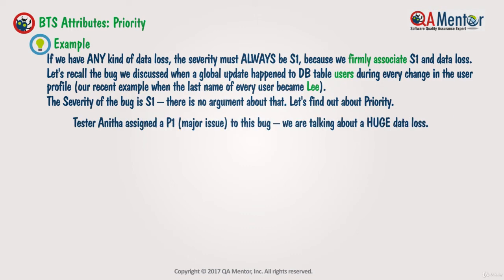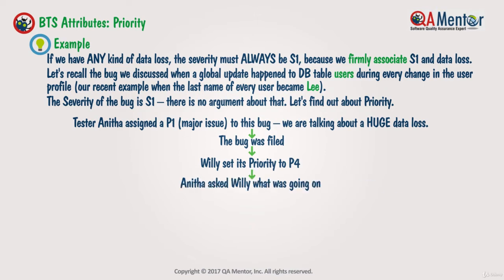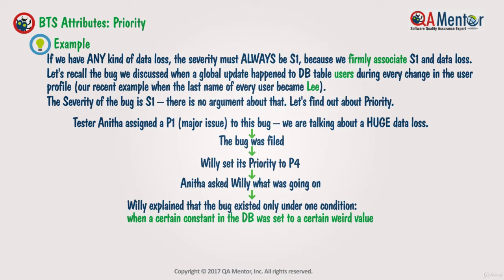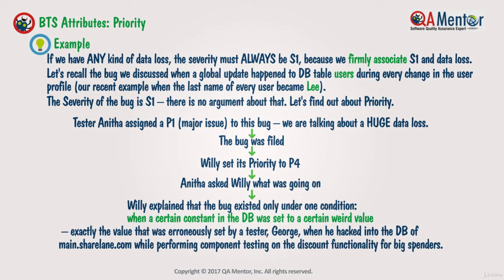Tester Anitha assigned a P1 major issue to this bug. We are talking about a huge data loss. But after the bug was filed, Willie set its priority to P4. When Anitha asked Willie what was going on, Willie explained that the bug existed only under one condition, when a certain constant in the DB was set to a certain weird value, exactly the value that was erroneously set by a tester, George, when he hacked into the DB of main.sharelane.com while performing component testing on the discount functionality for big spenders. Production would never have that problem.